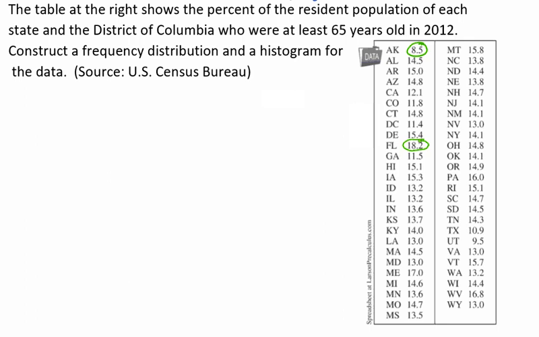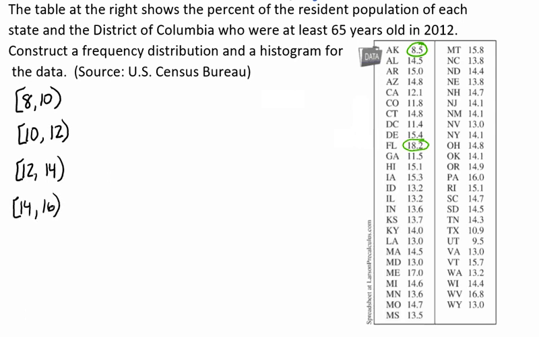So our first interval would include the number 8 and then be open at 10. Our second interval would include the number 10 and go to 12, but not include 12, and so on and so forth. So we would then include 12 and then go to 14, but not include 14. Then we would include 14 and go to 16. So here we're counting by 2s.